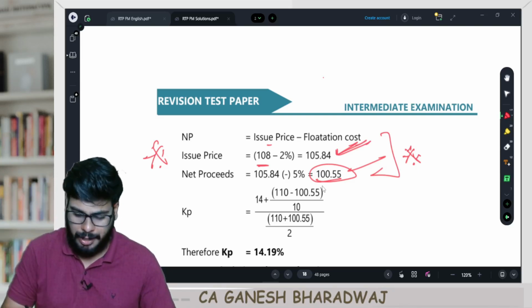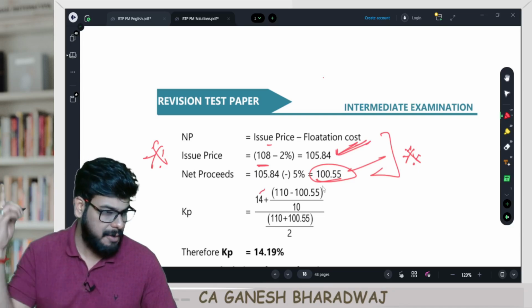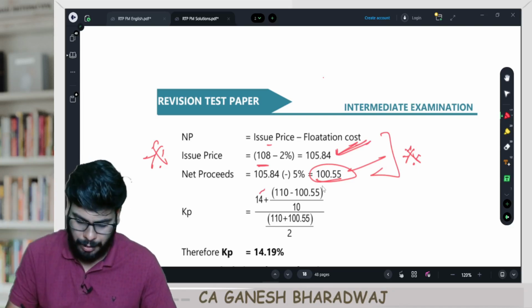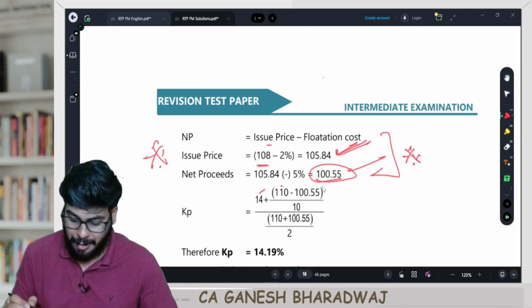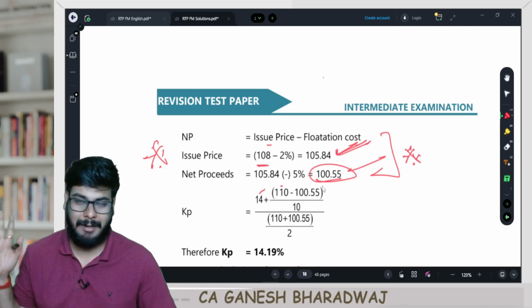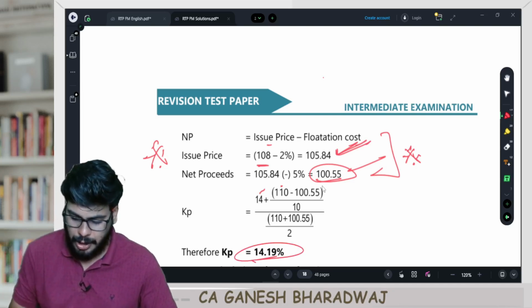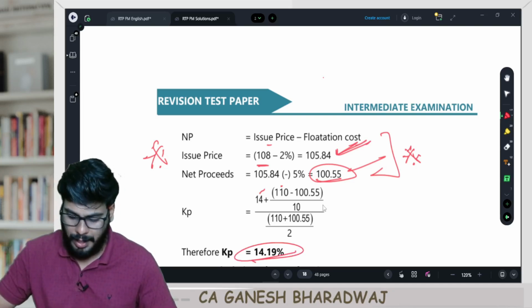So now the KP calculation is going to be your dividend, 14% preference shares. It's going to be 14 rupees plus RV minus NP divided by N, divided by RV plus NP by 2. So you just substitute the figures, you get a KP of 14.19%.